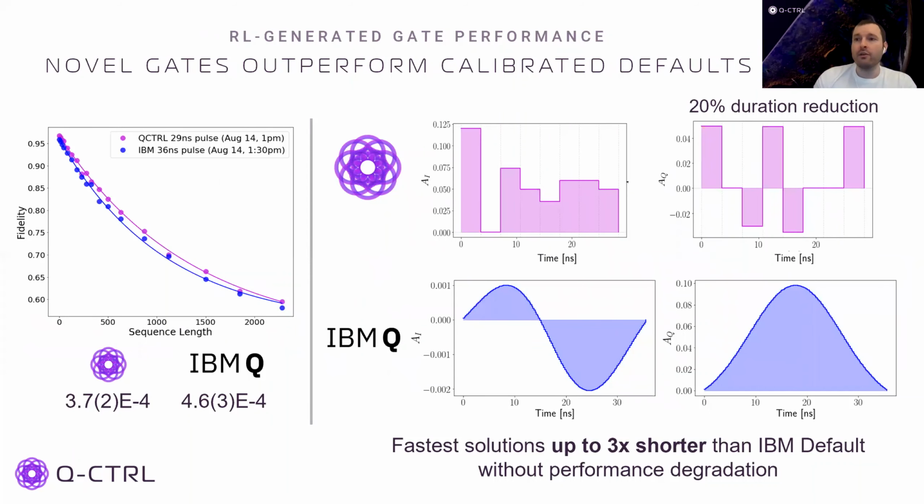On the left, you can see a randomized benchmarking experiment done with the IBM default RX90 and a 29 nanosecond Q-control optimized pulse of RX90. As you can see, even though the Q-control pulse is 20% shorter and should be affected more by leakage, its performance is more than 20% better. On the right, you can see the I and the Q components of the optimized and the default pulses.